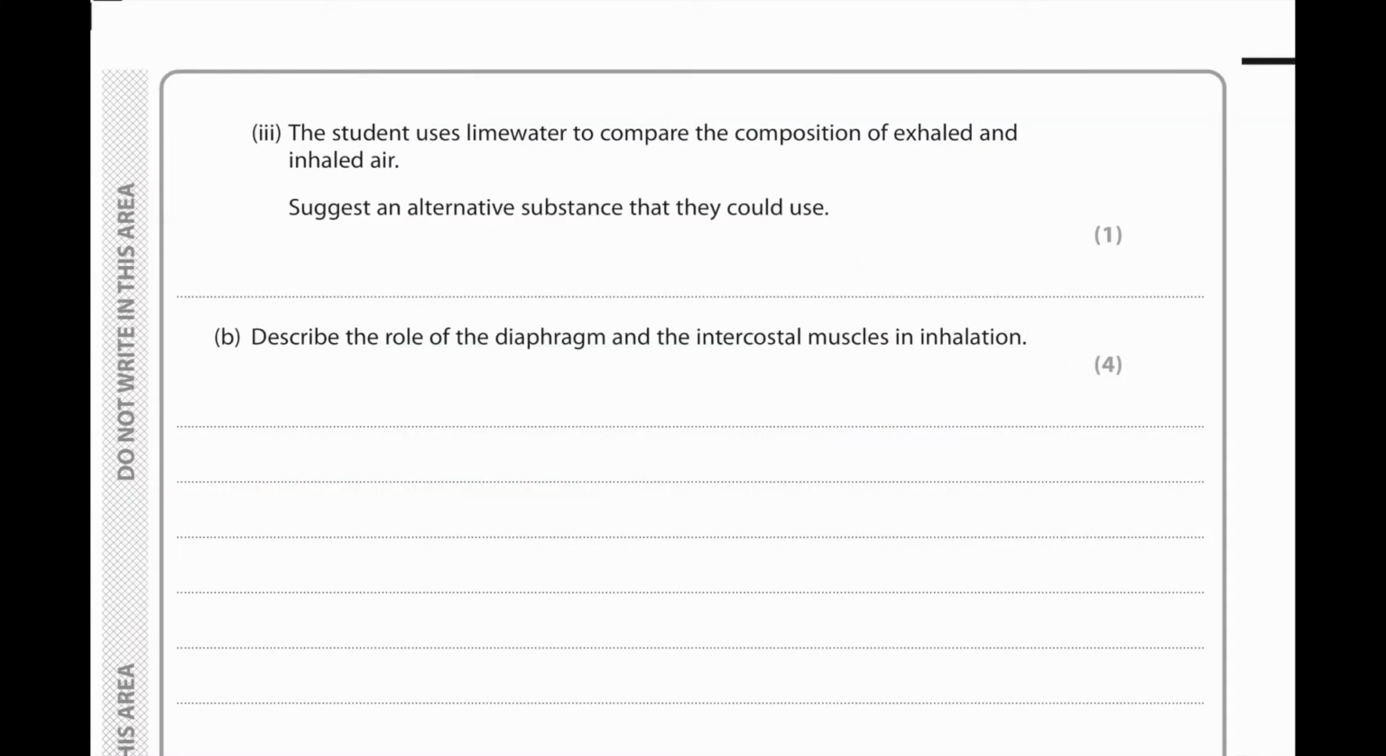Part 3. The student uses lime water to compare the composition of exhaled and inhaled air. Suggest an alternative substance that could be used. An alternative substance that can be used instead of lime water is sodium hydrogen carbonate solution. Sodium hydrogen carbonate indicator can also be used as an indicator for carbon dioxide in the inspired and expired air.